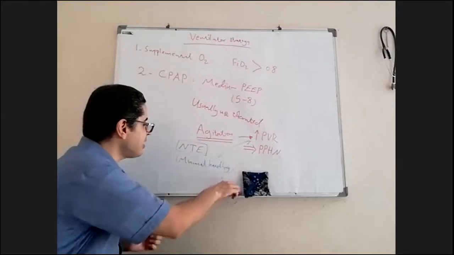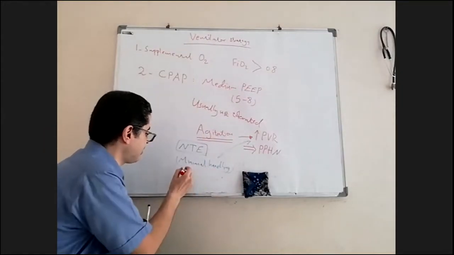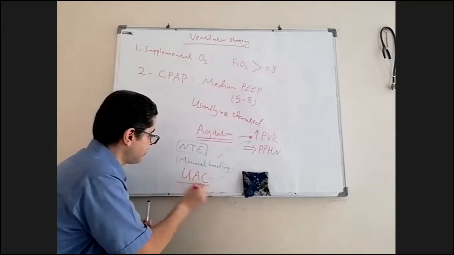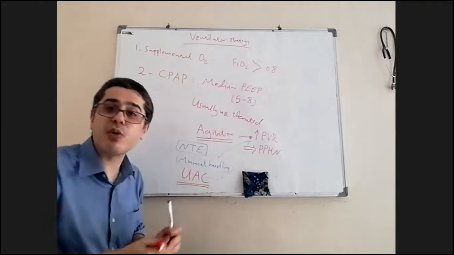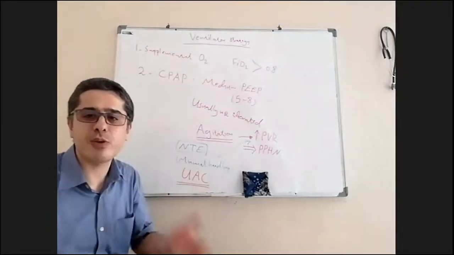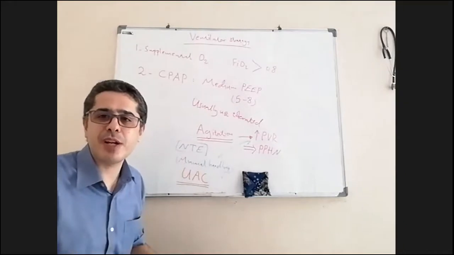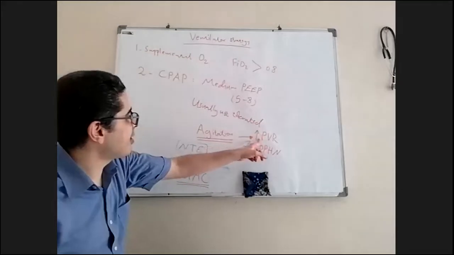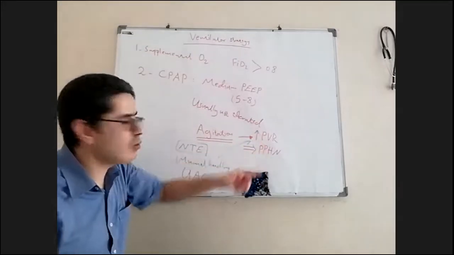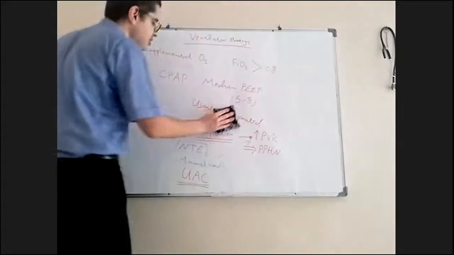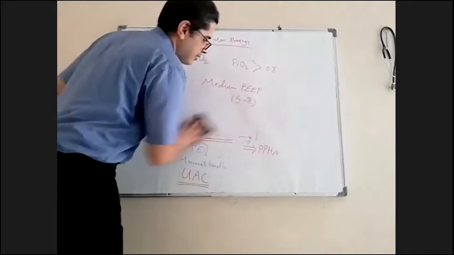The other thing here, UAC is very important. Carry on, do your UAC, because you need frequent sampling. And again, if you want to do your frequent sampling by CBG, you will break the baby, then the baby will be agitated, you will increase pulmonary vascular resistance, you will worsen the PPHN.